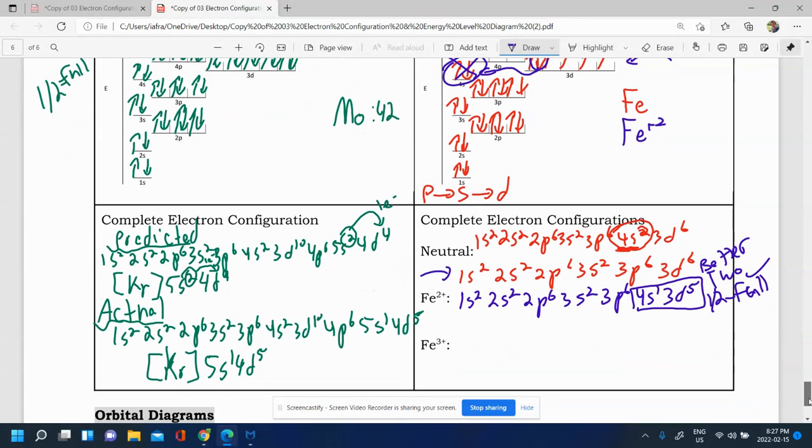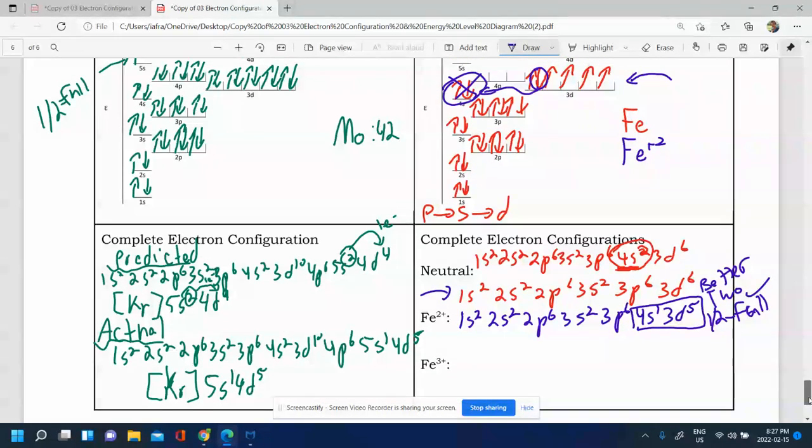Now, if we want to create iron 3 plus, we just need to remove 1 more electron from the iron 2 plus. So remember, we always want to remove from the highest energy levels first.